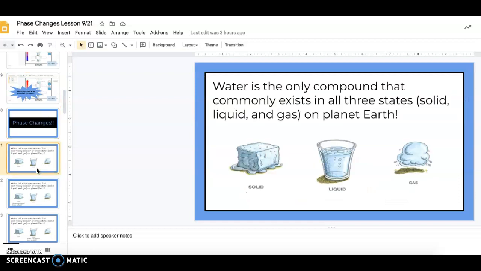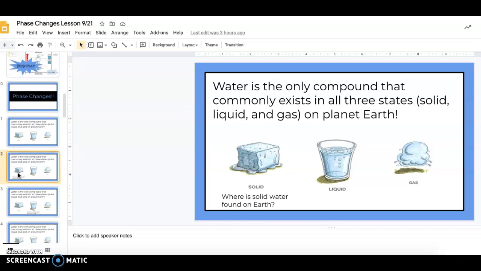Phase changes. Water is the only compound that exists in all 3 states on planet Earth. So it's liquid, solid, and gas. We see it in solid form. Where do we see it? Maybe you could say in glaciers, ice cubes. Anytime you see ice, snow is solid form.